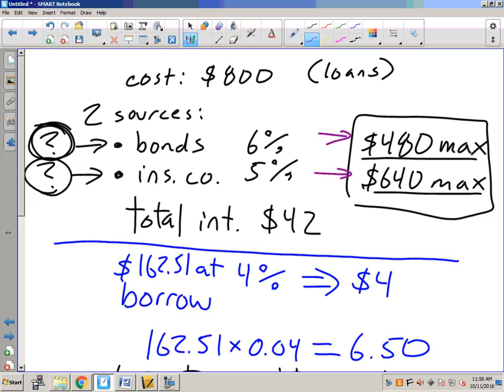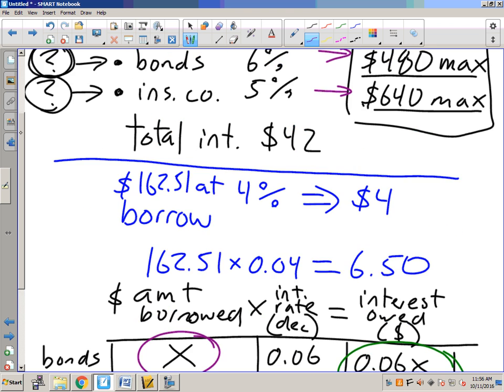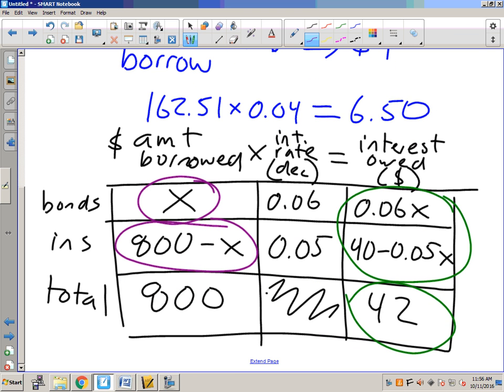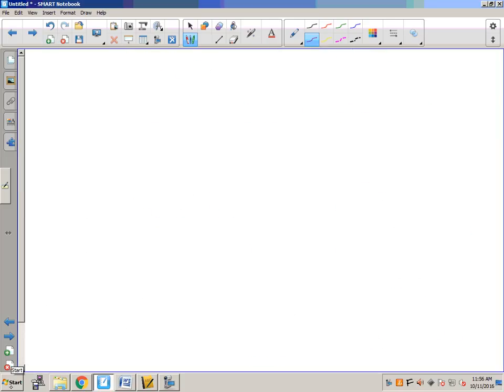Good question. The question was, are we always going to be adding down the last column? And the answer is not always. There are going to be some problems, for example, where you have rate times time equals what? Distance. Distance equals rate times time, right? You guys have all used that formula before.